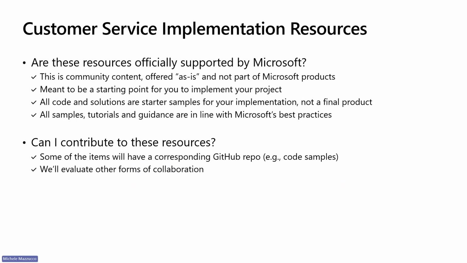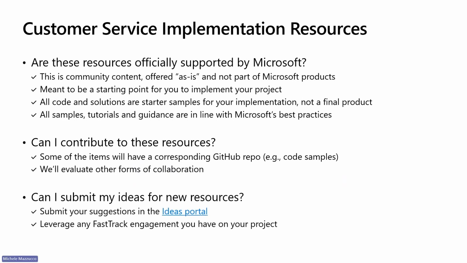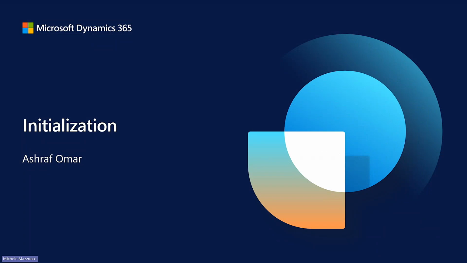However, some resources will have a corresponding GitHub repo to host code samples and starter solutions. We will also evaluate additional collaboration opportunities in the future. You can forward your proposals through the Ideas portal, which is one of the sources we evaluate for new deliverables. Additionally, if you have FastTrack engaged on your project, you can also share your suggestions with the assigned solution architect. Ashraf, now over to you to start our presentation.